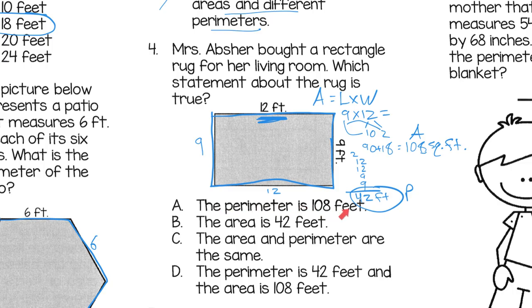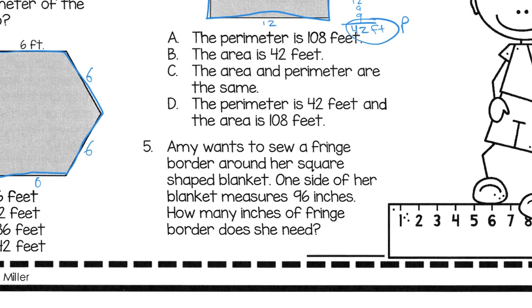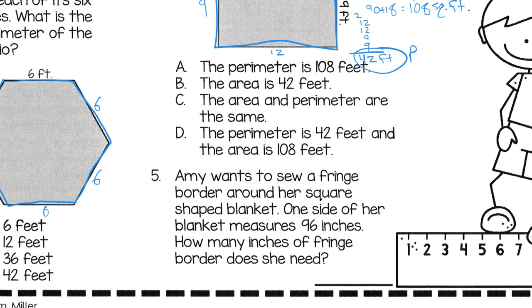The perimeter is 108 feet. The area is 42 feet. The area and perimeter are the same. The perimeter is 42 feet and the area is 108 feet. I'm going to let you answer that question. When you're ready, you can do number 5 with me.